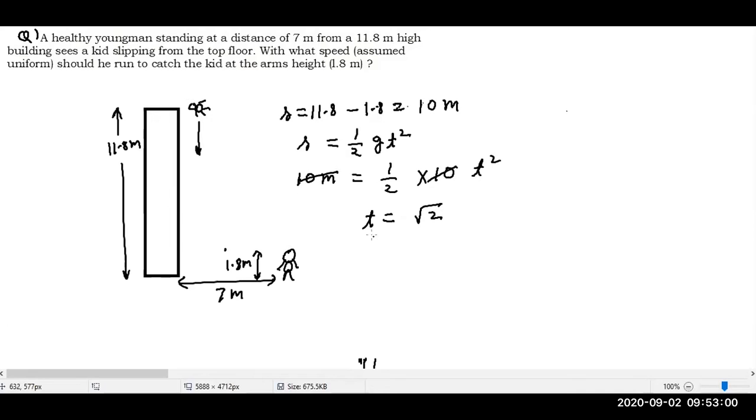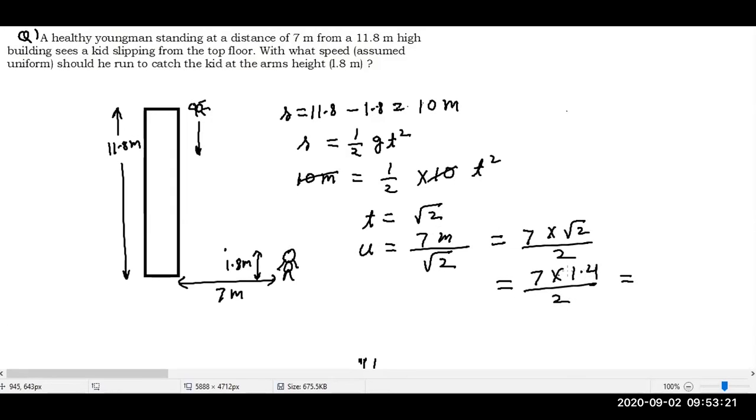In this much time the kid will fall, and in the same time the person should be able to run towards the building. So the speed for the person will be 7 meters divided by root 2, which is equal to 7 into root 2 by 2, which can be written as 7 into 1.4 by 2, or 9.8 by 2, or 4.9 meters per second. So this much should be the speed.